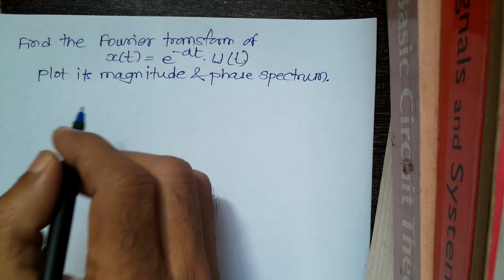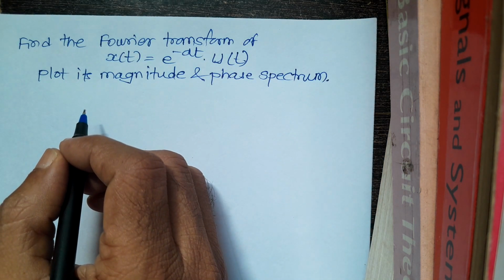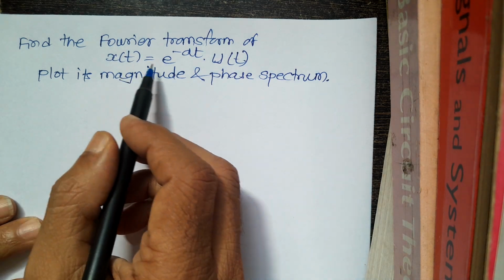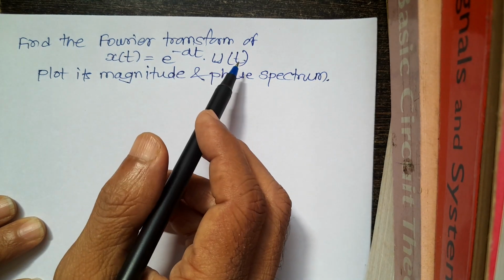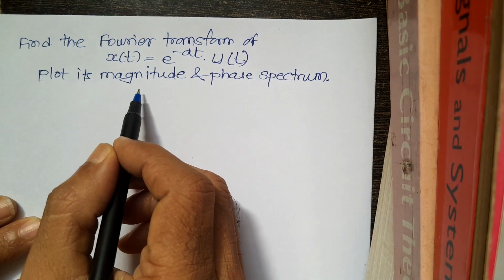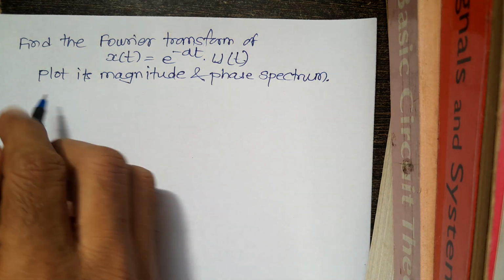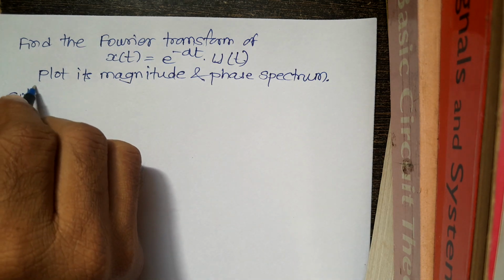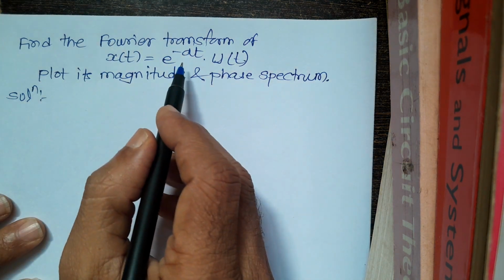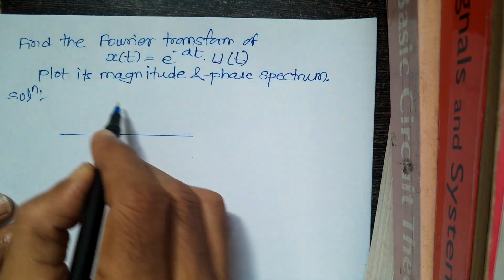Good morning. We'll find the Fourier transform of the given function x(t) = e^(-at) u(t), and we want to plot its magnitude and phase spectrum. Therefore, the solution for this is, whatever the function is given, it is of this nature.